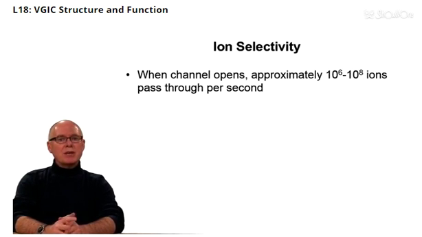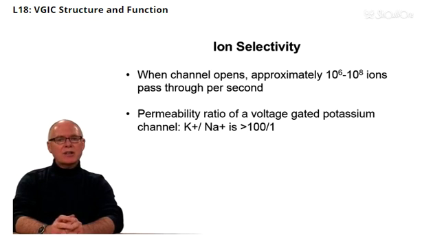In fact, when a channel becomes activated and opens, about 10 to the 6th to 10 to the 8th ions pass through per second. That's 1 to 100 million ions moving through the channel every second. So how is it that with all the ions on either side of the membrane, only one species of ion moves through an open channel? Well, in fact, this is not strictly the case. Ion channels are highly selective, with a voltage-gated potassium channel selectively allowing only 1 sodium for over 100 potassium ions. Thus, these channels are selective rather than specific.